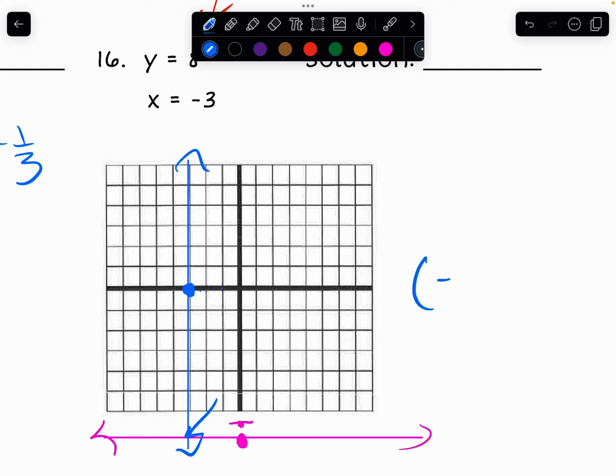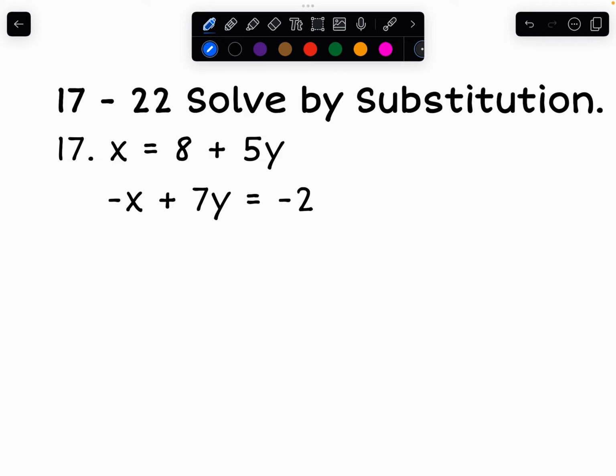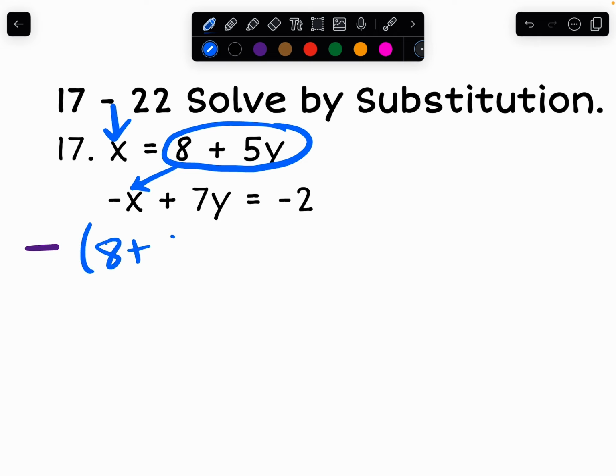Okay, when we have substitution, that means we have to have one of the variables solved for. So, look right there. It already has x by itself. So I'm going to take what x equals right here, and I'm going to plug it in for the x. So the negative stays right where it is. I plug in 8 plus 5y. Notice how the negative is on the outside of the parentheses. Plus 7y equals negative 2.